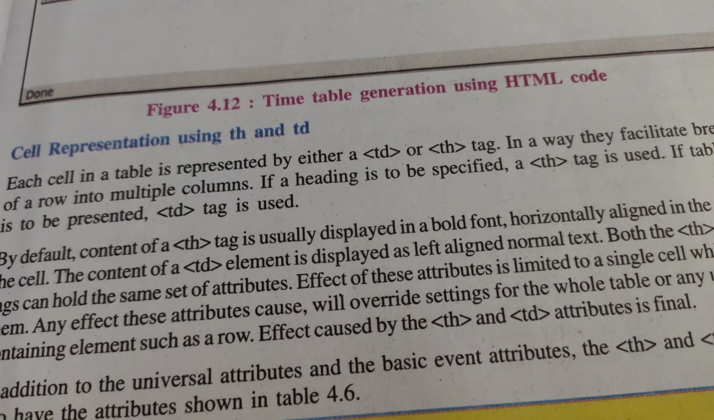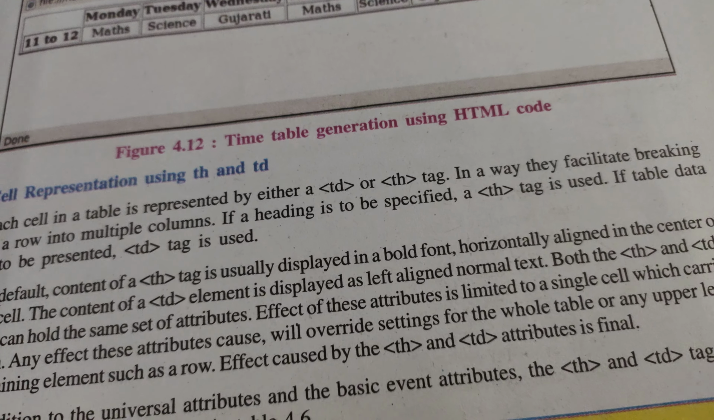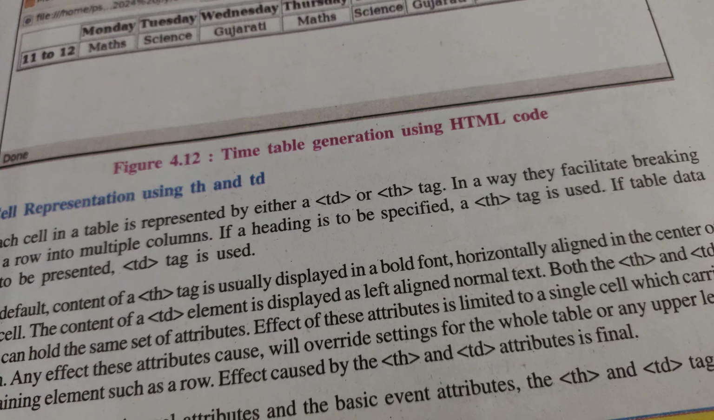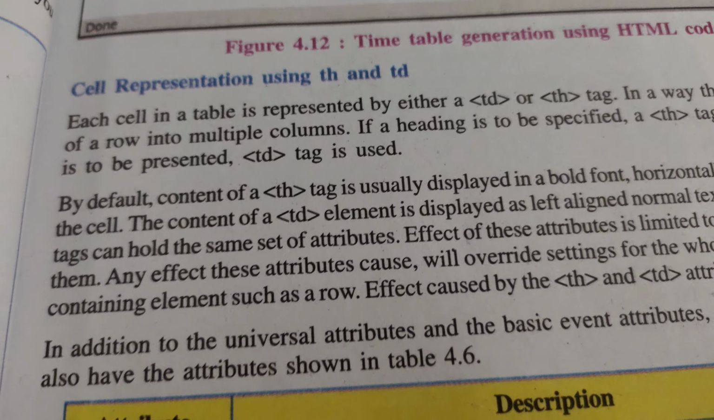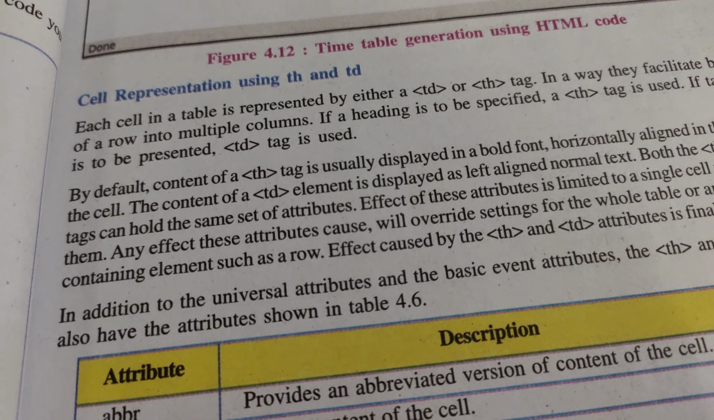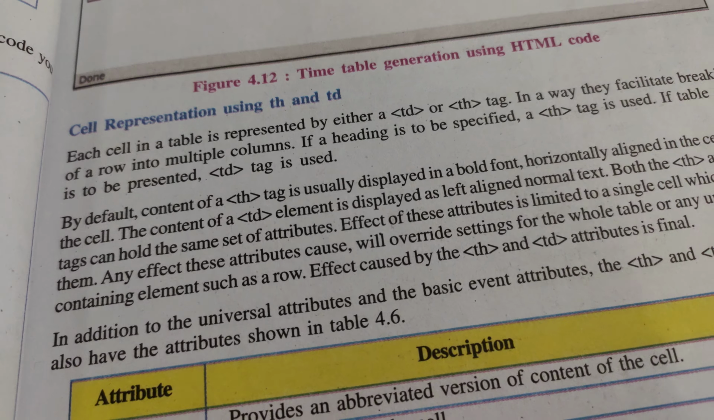If table data is to be presented, TD is used. If a heading is to be presented for a row, use TH, and if table data is presented, then the TD tag. By default, the content of a TH tag is displayed in bold form, with the element horizontally centered in the cell. You can see this bold form of the TH tag used in table rows. The content of a TD element is displayed left aligned, which is the default in TD.